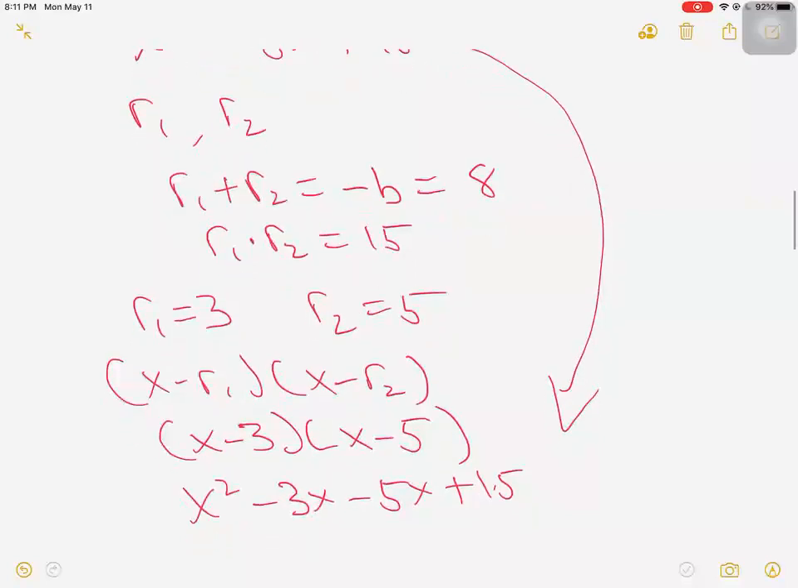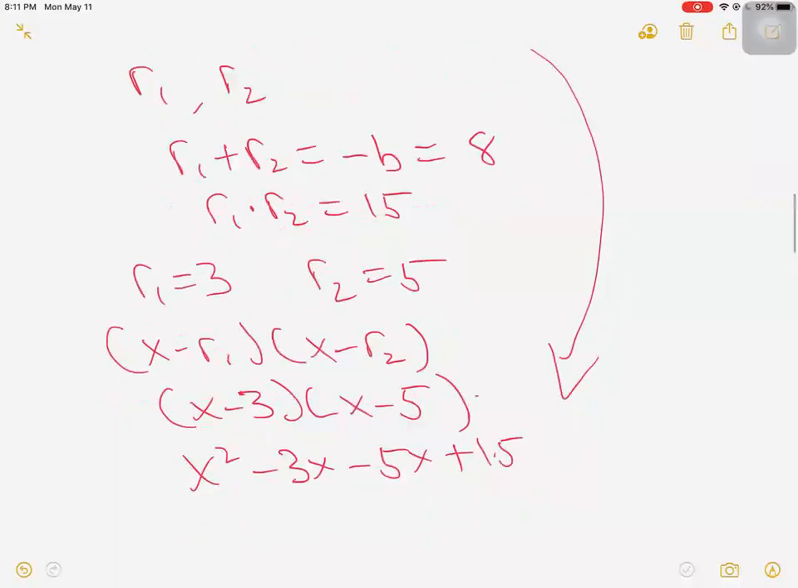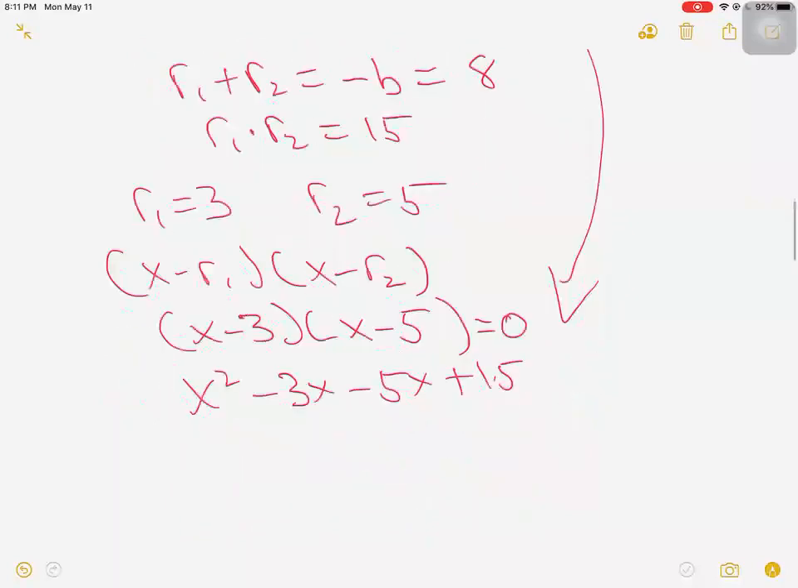But in this form, we can easily find the zeros, because the zeros are just x equals 3 and x equals 5. Because if one of the numbers in the parentheses is 0, then the whole product is 0.